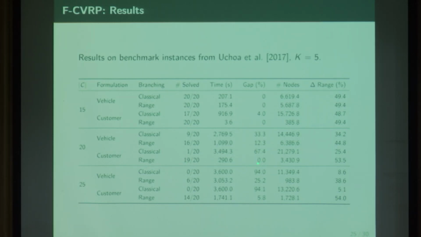And the only one that I'm not solving is actually probably solved, but I could not prove optimality. So a smaller number of nodes and everything. And even for 25, the last customer formulation empowered by range branching is quite effective, and solves 70% of the problems to optimality. Final gap is only 5.8% in slightly more than half an hour.